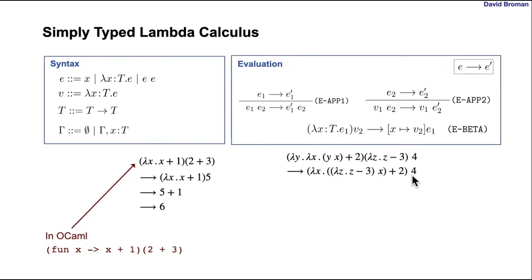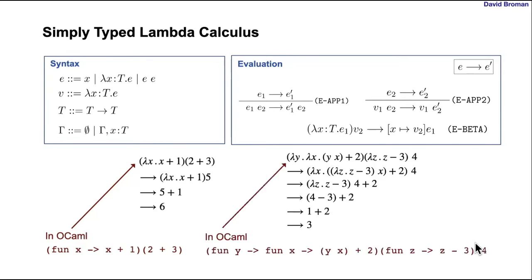The next step is that we apply this number 4 to this lambda. And now we have this expression here, and we will apply this 4 to this function, which means that we get 4 minus 3, and then we just compute, and we get in the end 3.